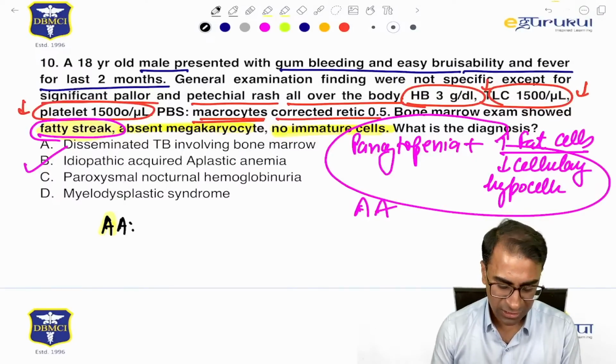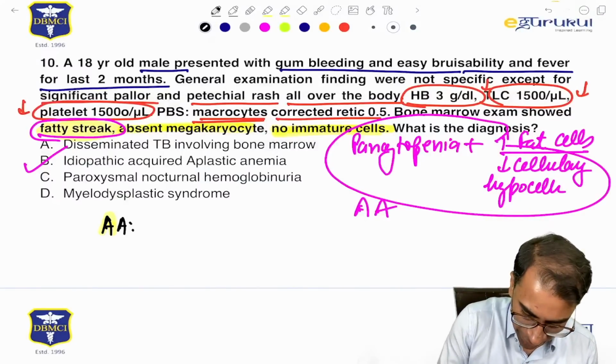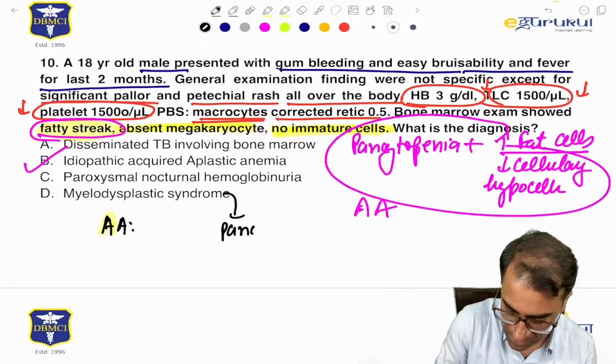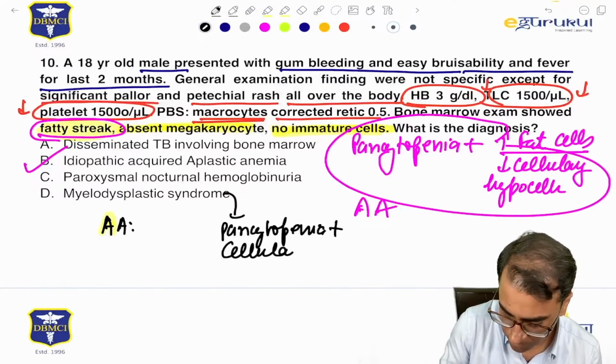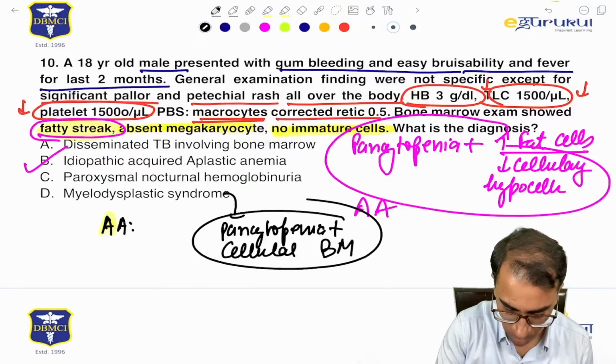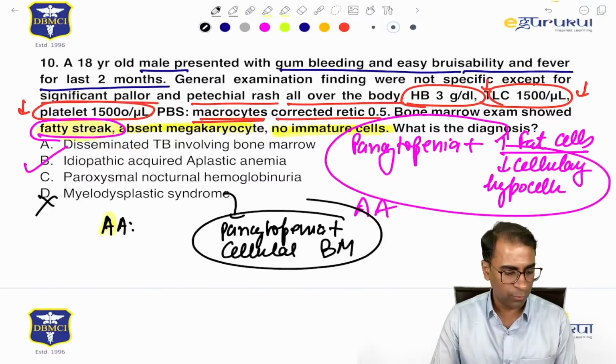Why not myelodysplastic? Because what does myelodysplastic show? Why not this one? Because it should have shown pancytopenia with a cellular bone marrow. Okay, and hence it cannot be answer D. Clear?